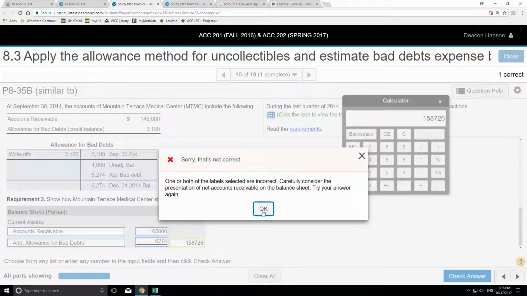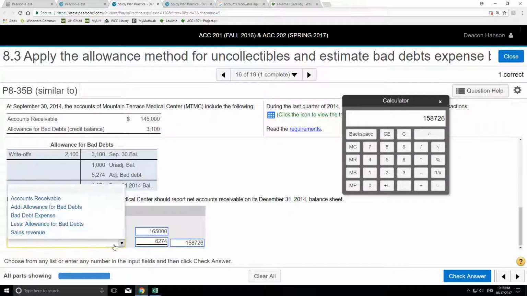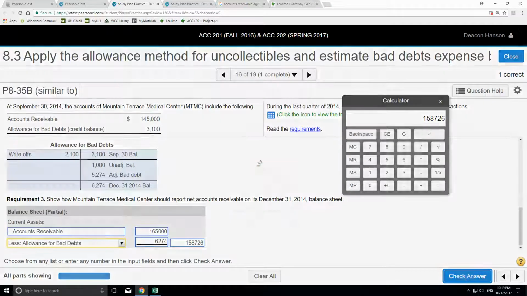Oops. Oh, I'm sorry. Look at how they cut me on this one. Do you see that? I didn't even see that. It says add. It's actually less. We did the math right. This thing should say less allowance. That's kind of a curveball they threw in there.